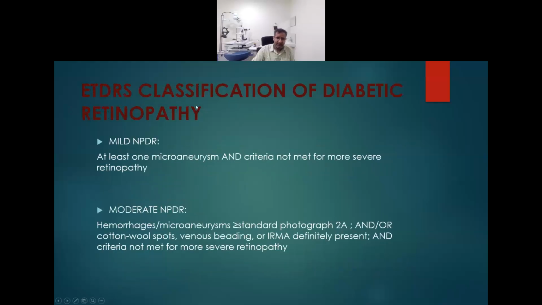After this came the ETDRS classification of diabetic retinopathy from the ETDRS study, which classified mild NPDR as at least one microaneurysm, and criteria not met for more severe retinopathy stages. Moderate NPDR was hemorrhages or microaneurysms more than standard photograph 2A, and it can also have cotton wool spots, venous beading, IRMA, and criteria not met for severe retinopathy.